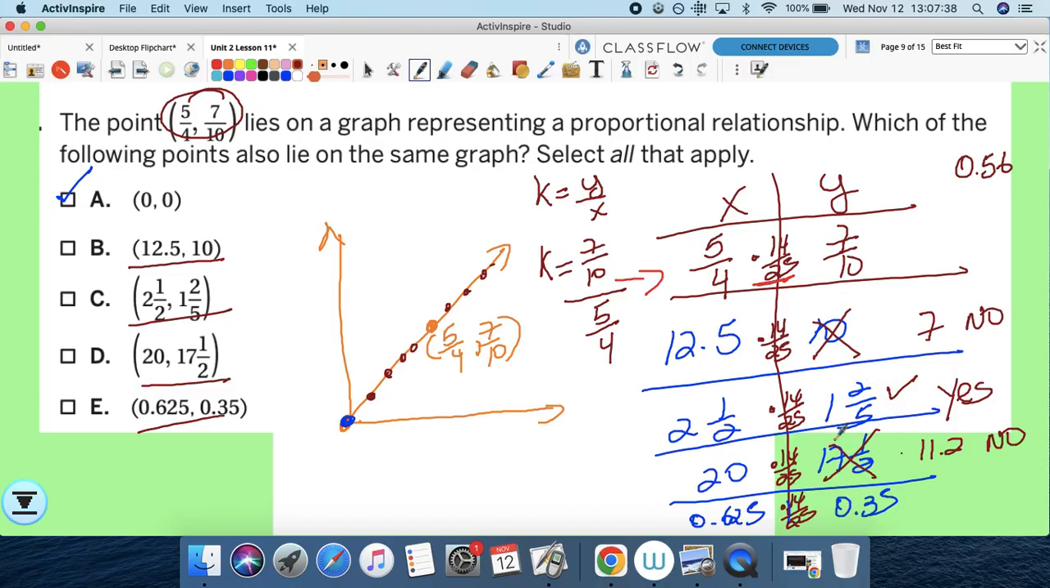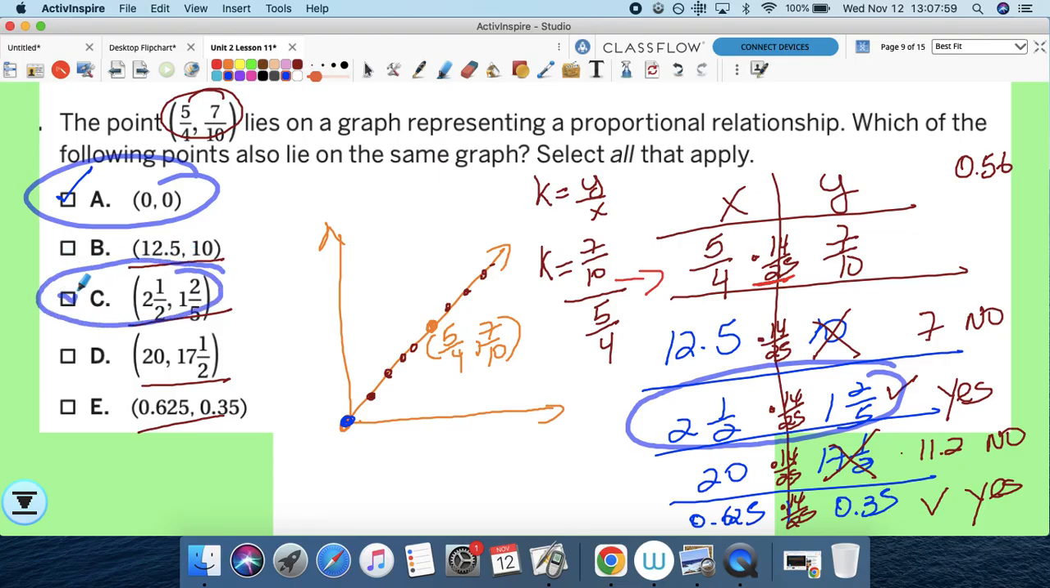And then the last one, 0.625 times 14/25, or 0.56. Is that equal to 0.35? Yes. So we have 3 points, and I'm going to highlight them. This guy here, 0, 0, C, and the last one. These 3 are on the line. How do I know that? Because they share the same constant of proportionality, the same ratio between the y value and the x value. And that's that.